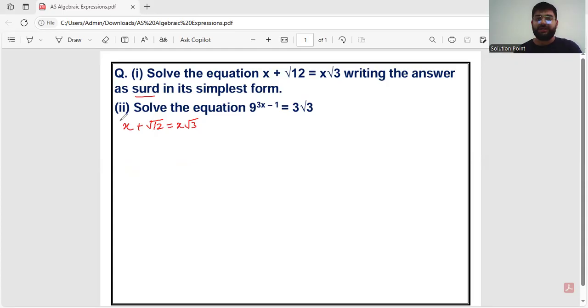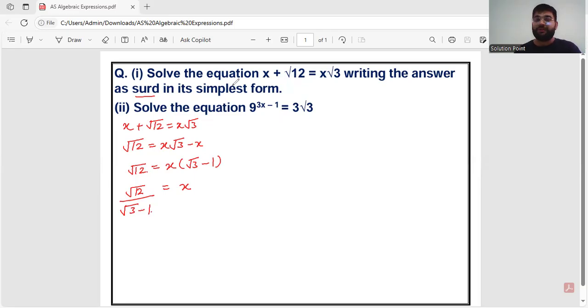So let's start. If I take this x to the other side, the equation will become square root 12 equals x square root 3 minus x. Now if I take x as common from here, it will be x times (square root 3 minus 1) equals square root 12. Now the value of x from here will be square root 12 upon square root 3 minus 1.